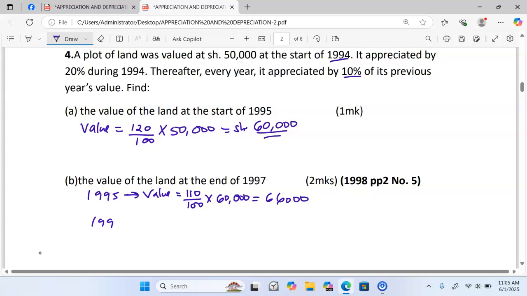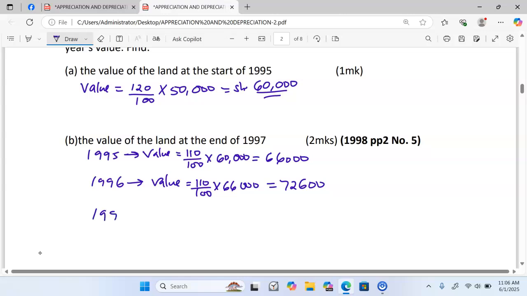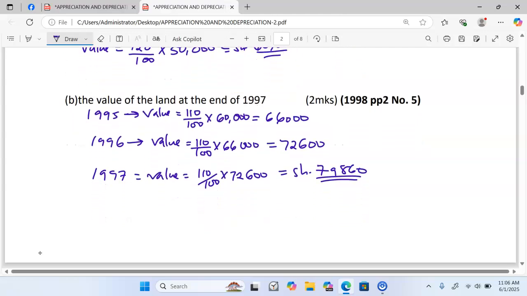Then we go to 1996. The value in this case will be equal to 110%, that is times 66,000, and this one is going to give us 72,600. And in the year 1997, we are going to have the value calculated at 110%. You multiply by 72,600, and this one is going to give us an amount equivalent to 79,860 as the answer to this particular question.